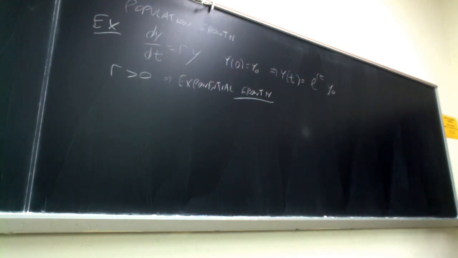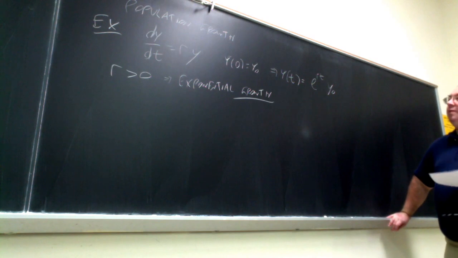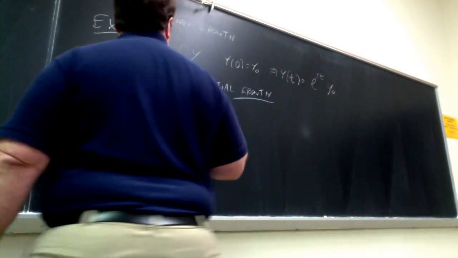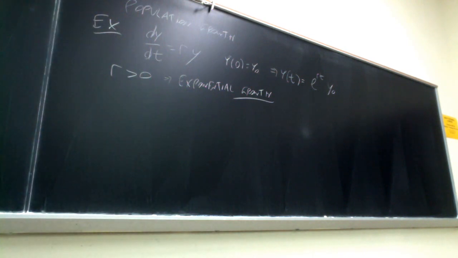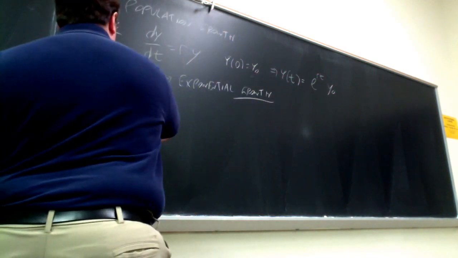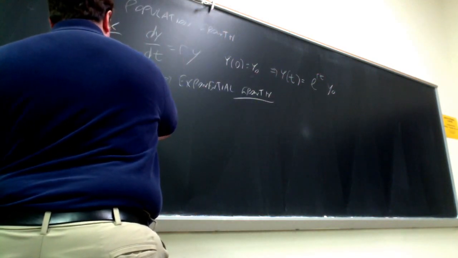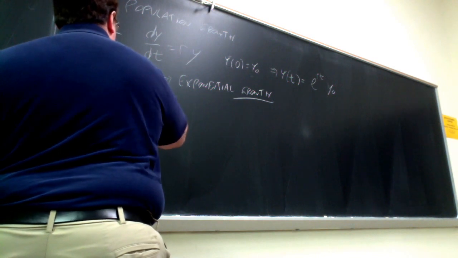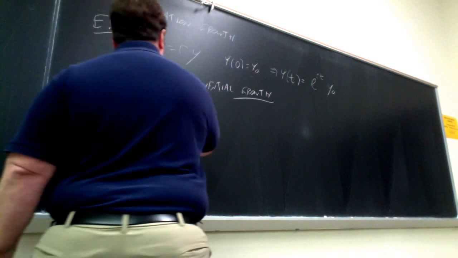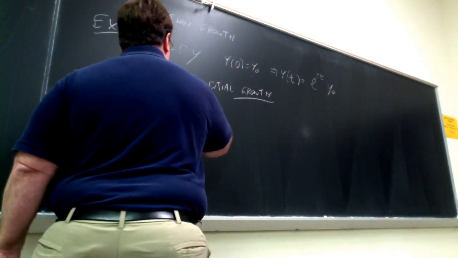Now, if we go back to the equation itself, we will look at how dy dt behaves depending on where the solution is starting out at, y naught. So if y prime is equal to 0, that is called an equilibrium solution.